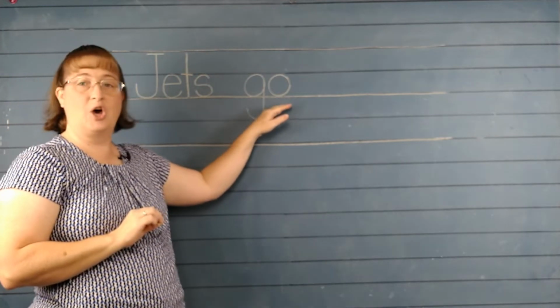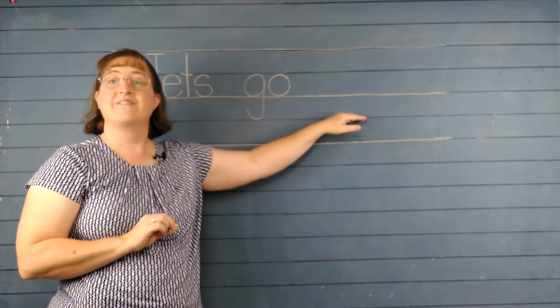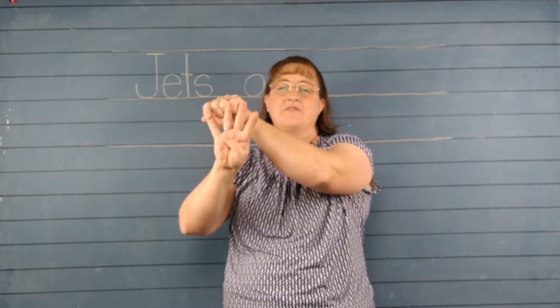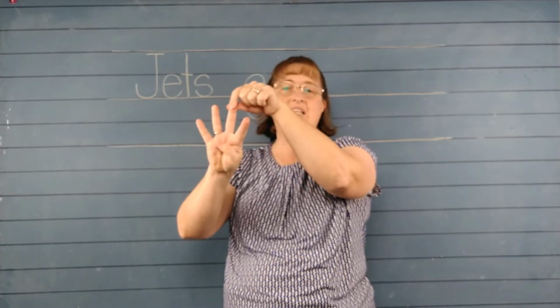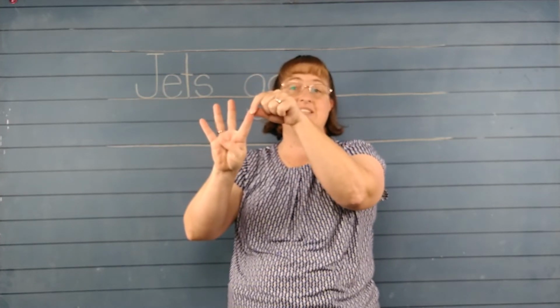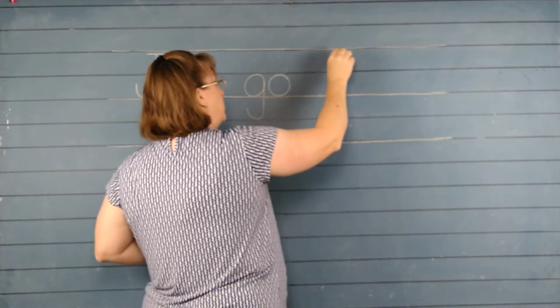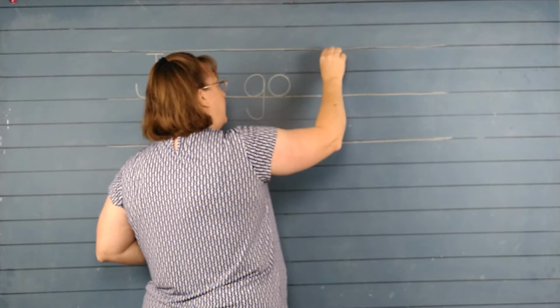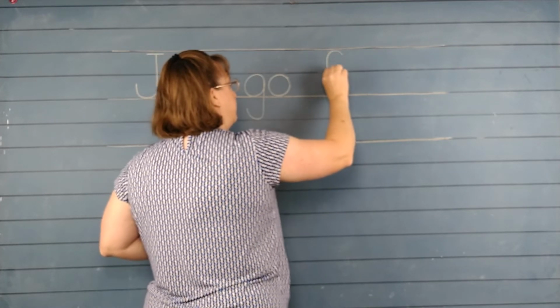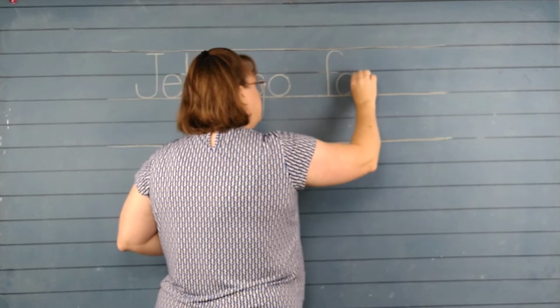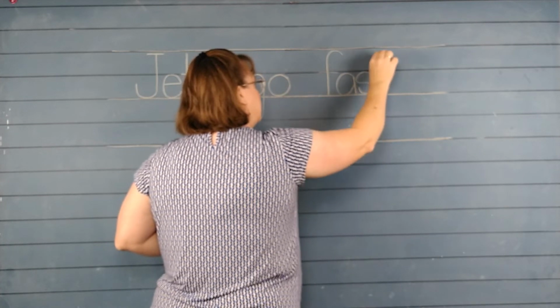Jets go fast. Give me the sounds. Here we go. F, a, s, t. Okay, so we're going to put our finger down to make a space. We're going to pick it up, move over, and write F, A, S, T.